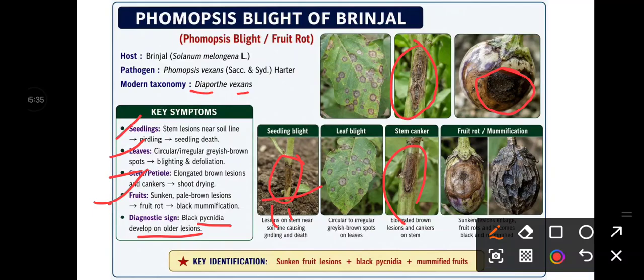It infects the seedling at the stem region at the soil line. Later it causes girdling and ultimately seedling death occurs. In the stem as well as leaf as well as fruit, brownish circular or irregular lesions form. In fruit, the lesion develops to fruit rotting and ultimately black mummification, where you will observe the black pycnidia. Okay, so the key identification is sunken fruit lesion, black pycnidia and mummified fruit.